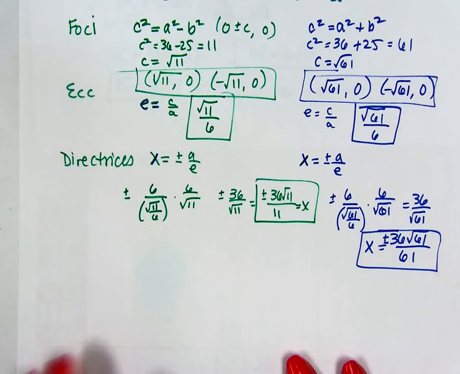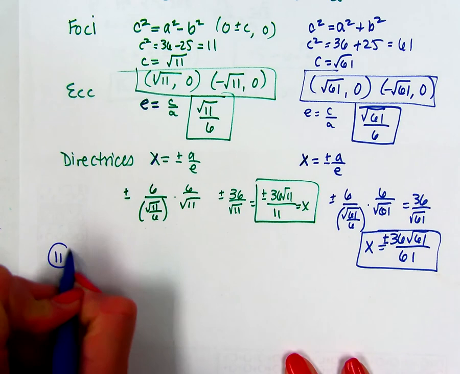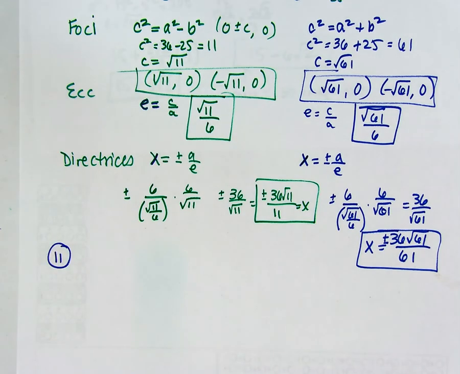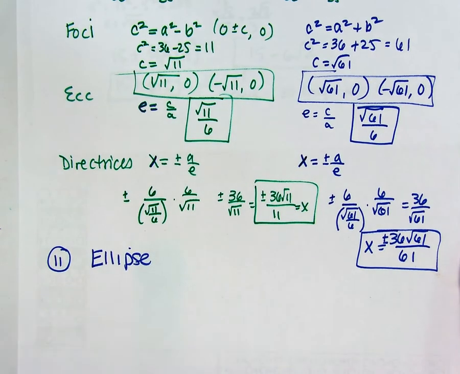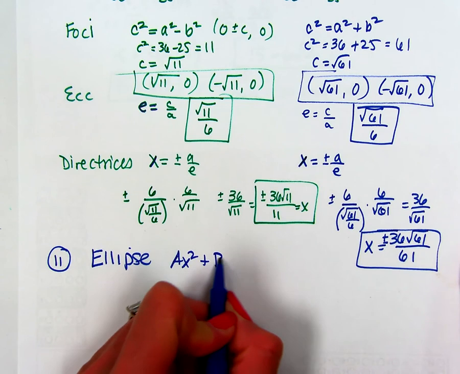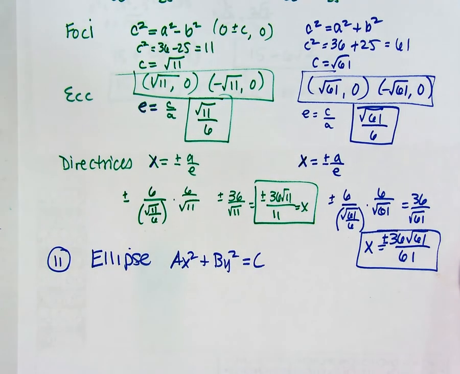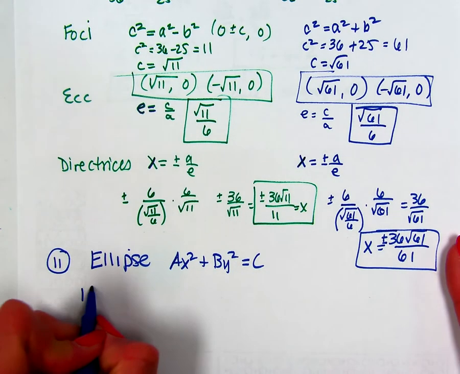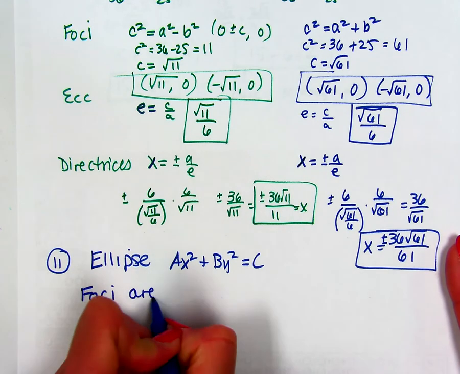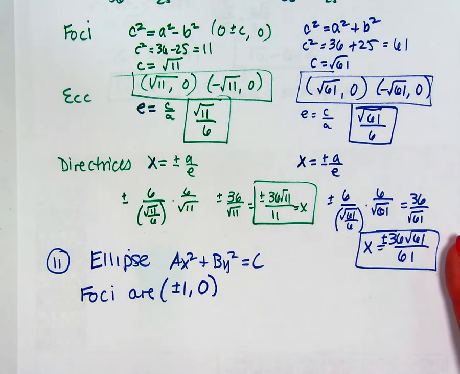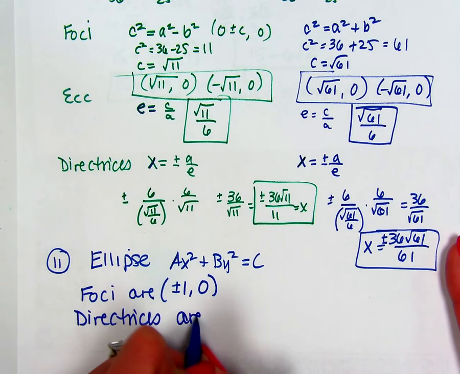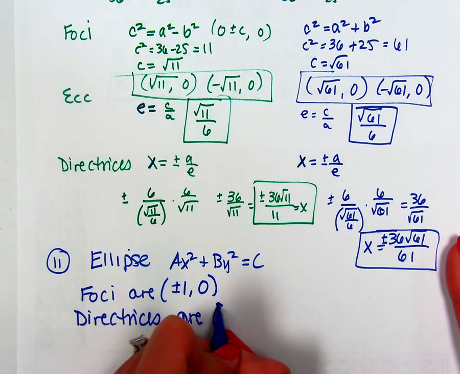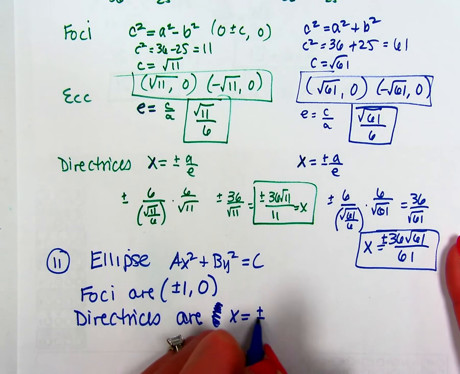Number 11 and 13 are working backwards problems. So number 11 says, use the given information to write the equation of an ellipse. In the end, they don't want the equation equal to 1. They want it to be in this format. It tells you that the foci are at plus or minus 1, 0, and the directrices are at x equals plus or minus 4.